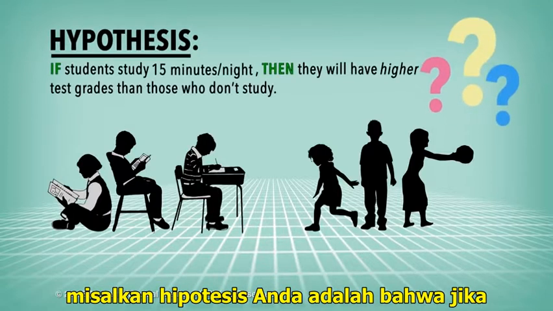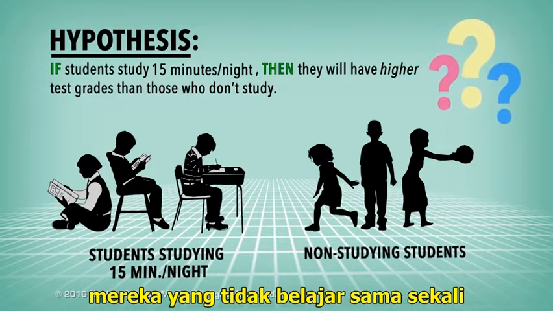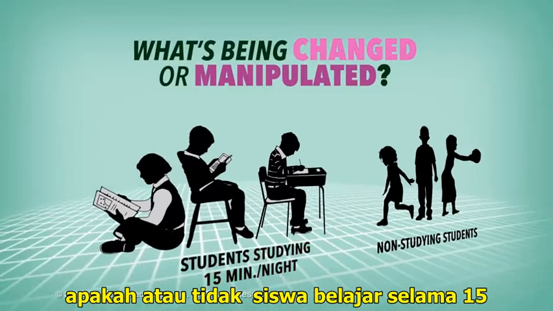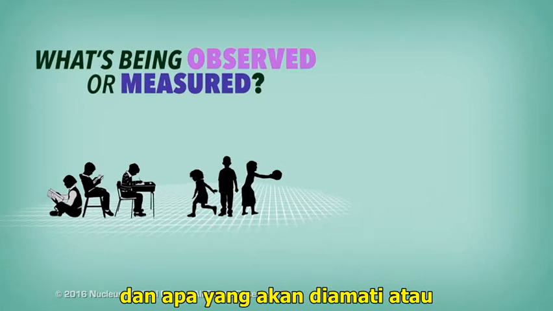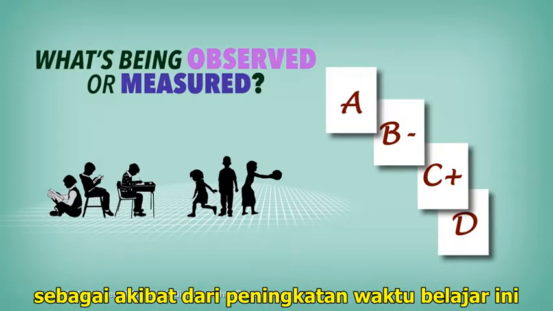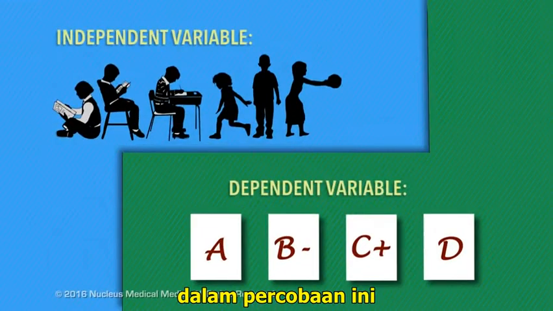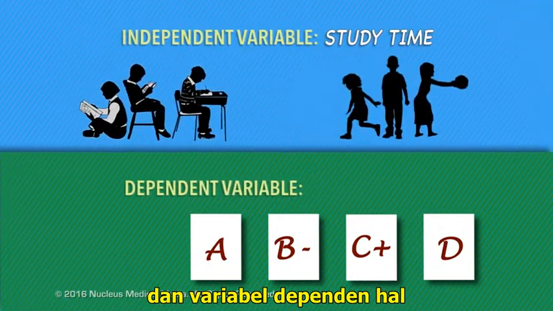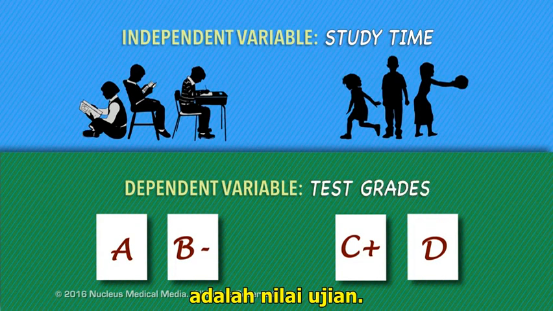Suppose your hypothesis is that if students study 15 minutes a night, then they will have higher test grades than those who don't study at all. What's being changed or manipulated? It's whether or not the students study for 15 minutes. And what's going to be observed or measured in this experiment? What do you think might be different as a result of this increased study time? You're expecting test grades will be affected. In this experiment, the independent variable is the study time. And the dependent variable, the thing you're measuring or going to observe, is the test grades.